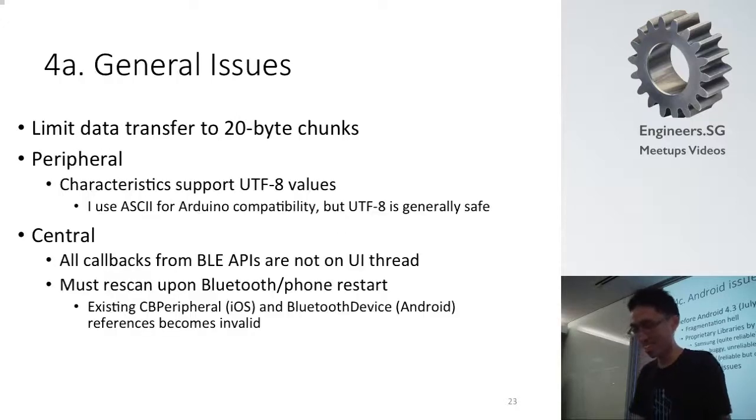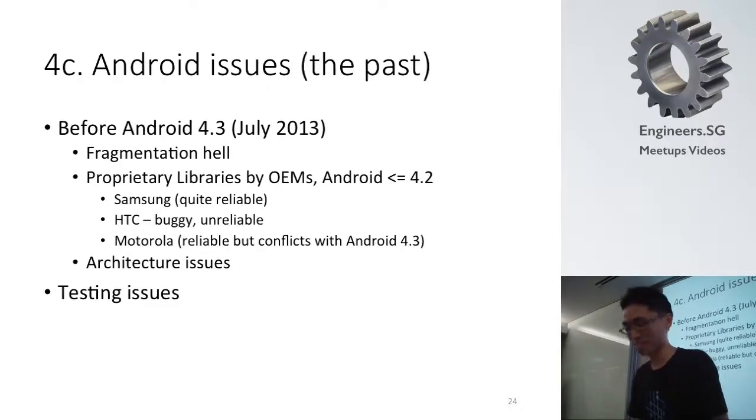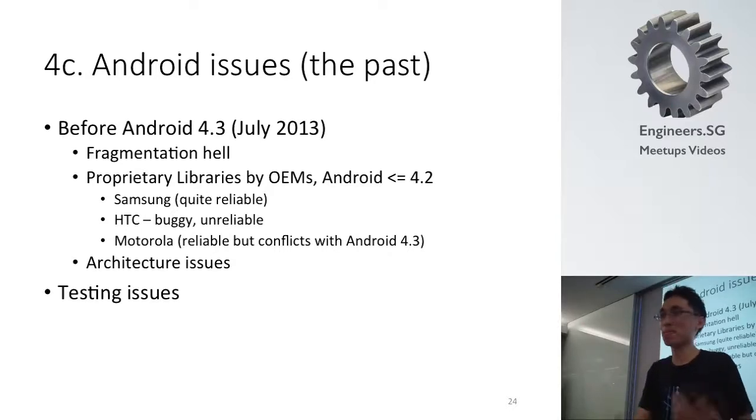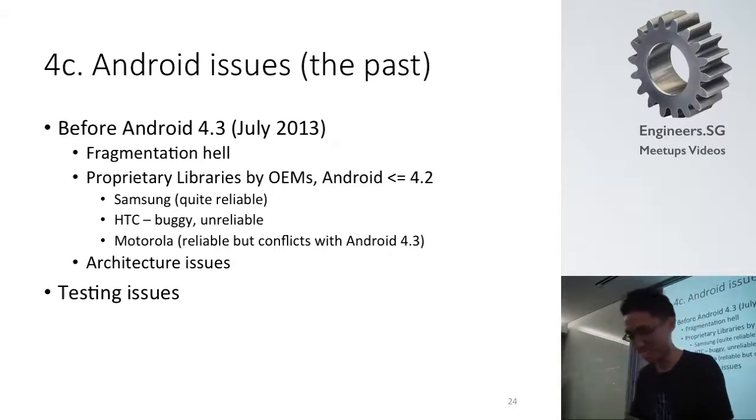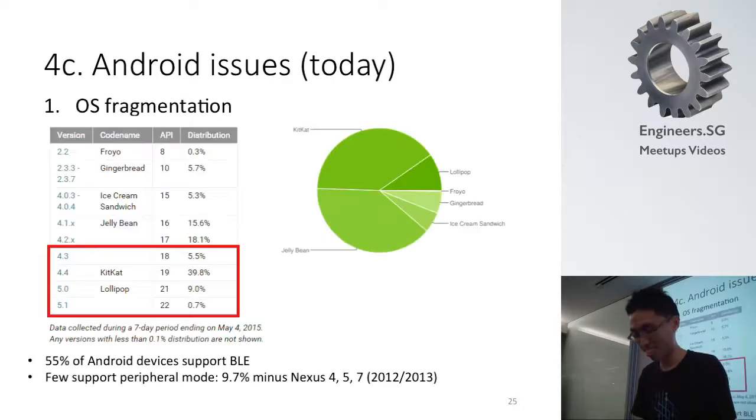So, in the past, before Android 4.3, it was a huge issue. Google did not support it then, so every manufacturer came out with their own proprietary library. But thankfully, that era is over now. But problems still remain, like OS fragmentation. I'm sure this is very familiar for Android developers.